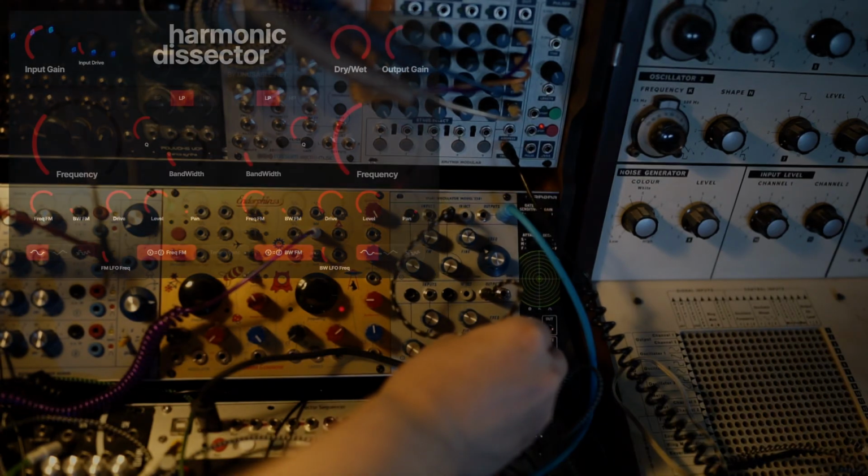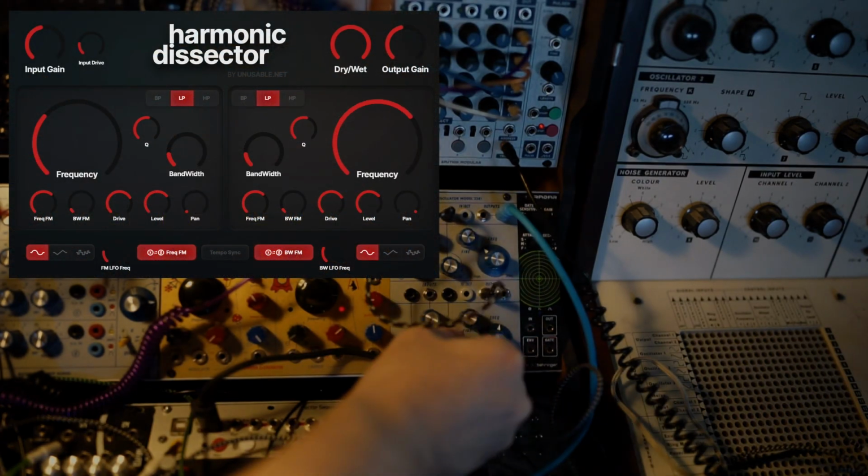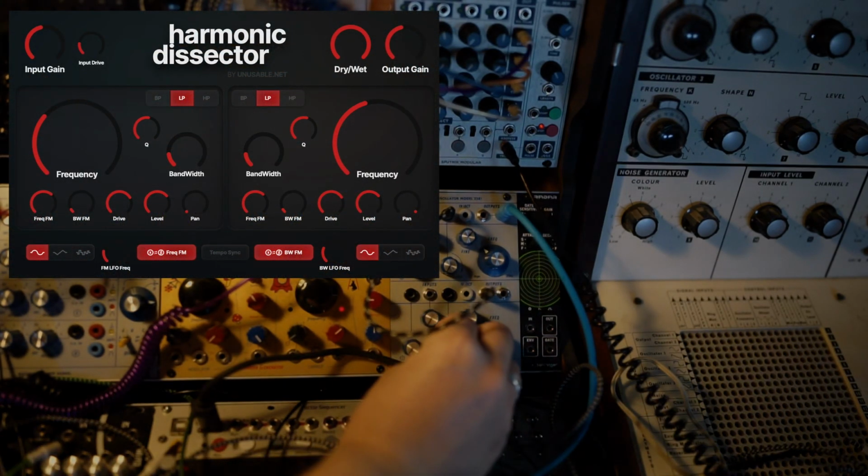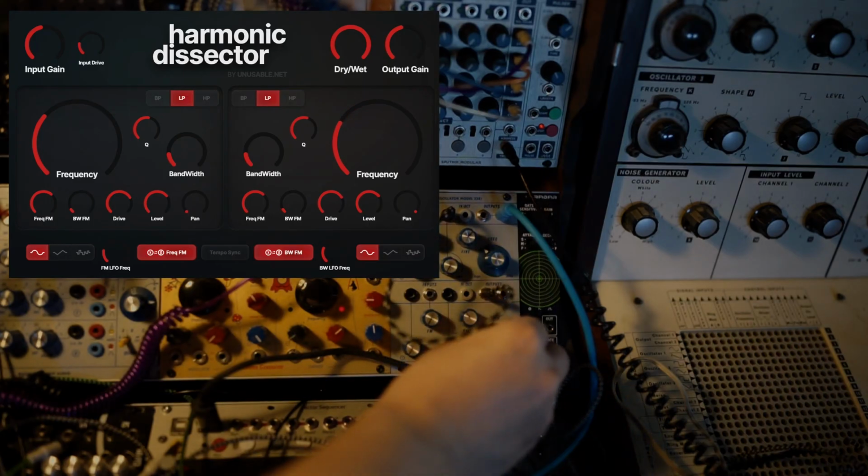Personally, I use Harmonic Dissector less as a clean and polite filter and more as a way to add grit, dirt and distortion to a signal path. It can sweep, of course, but I think it's much more interesting once you treat it as a character processor.